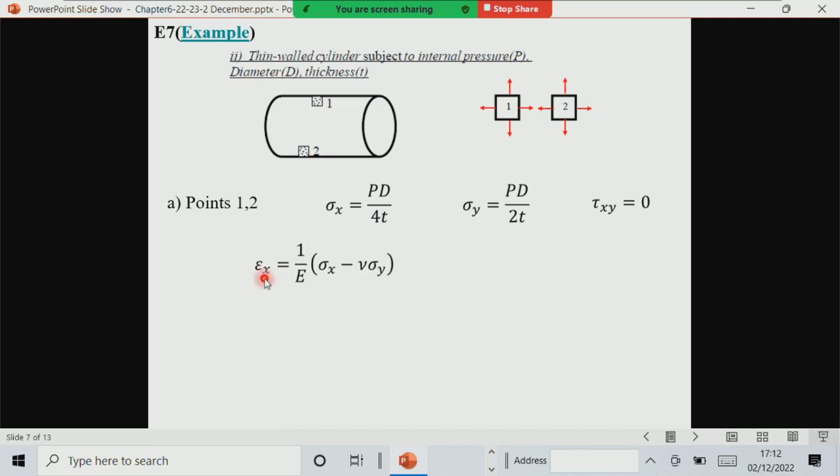So in chapter 2, we said epsilon z is equal to 1 over E sigma z minus nu sigma theta. And we wrote epsilon theta equal to 1 over E sigma theta minus nu sigma z. It's exactly the same. Both of them have the same values of stresses acting on them, sigma x, sigma y, there is no shear stress, so we only have two arrows here, one on each side. And point 2 has exactly the same situation as point 1, so I've written just one of them, for points 1 and 2. Any questions? No. So we move on to the next example.